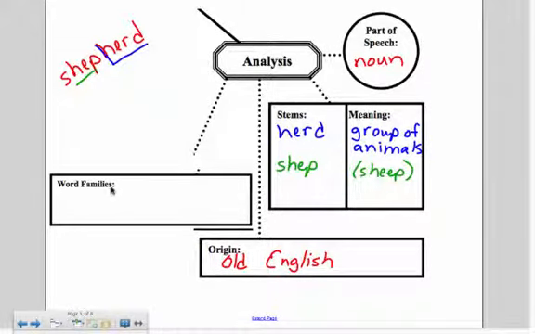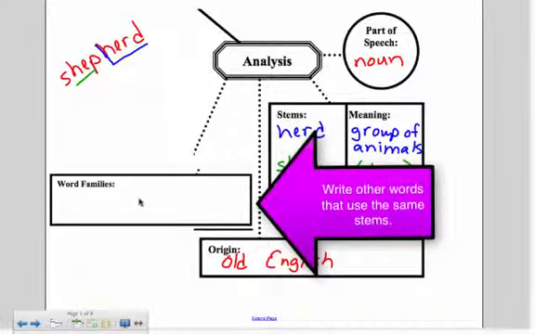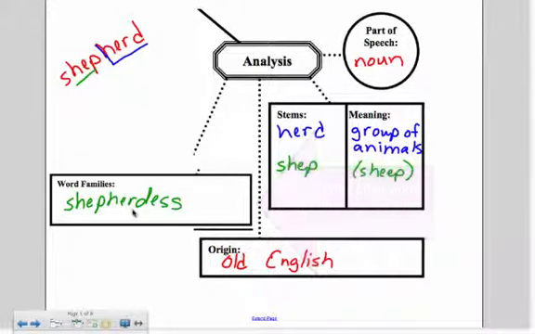And finally, word families. Word families are other words that use these same stems. And often that means prefixes and suffixes have been added onto the word. Sometimes you'll see some other words with these stems very close in the dictionary. And in fact, that's what happened here. Below the word shepherd, we saw the word shepherdess, which means a female shepherd. So these are other forms of the word.